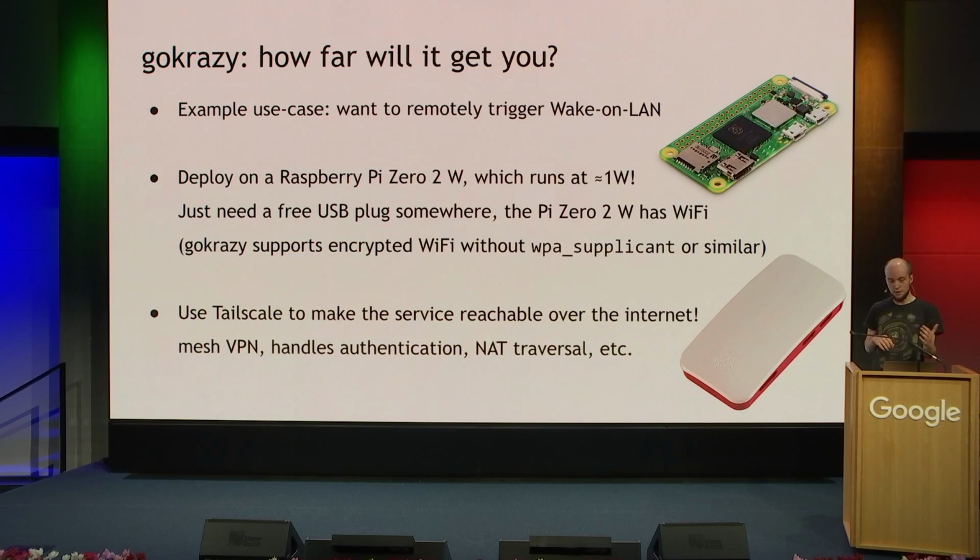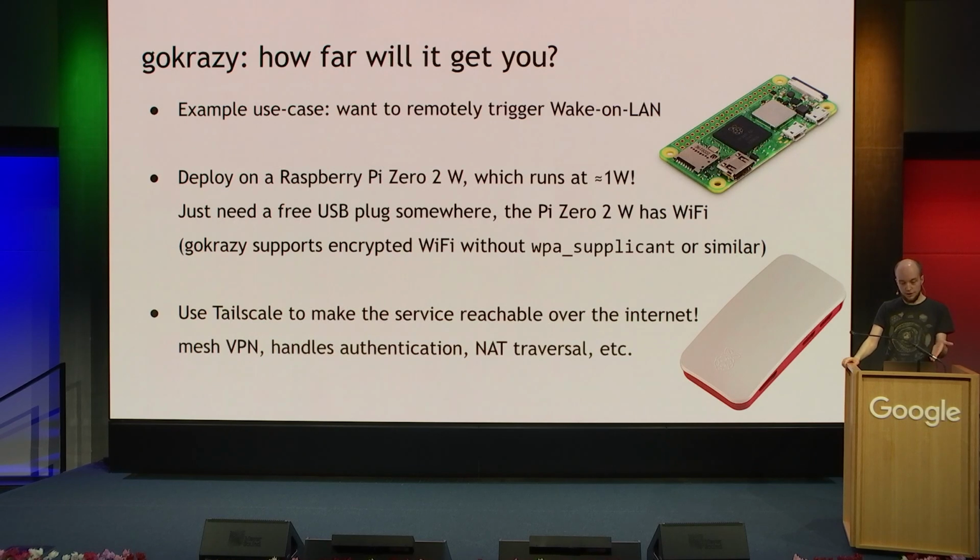And for this, I think the Raspberry Pi Zero 2 W is a great option. It's this super tiny computer you can see here on the slide. It runs at about 1 watt of power, which is totally fine. You just need a free USB plug somewhere because it doesn't even need Ethernet. It has Wi-Fi. So you can just plug it in anywhere. Maybe you have a USB port spare on your router, your TV, something, right? You can just plug it in and it will connect to Wi-Fi and provide your service.